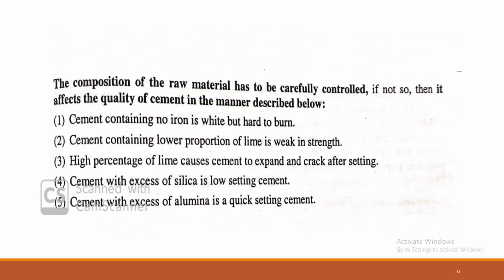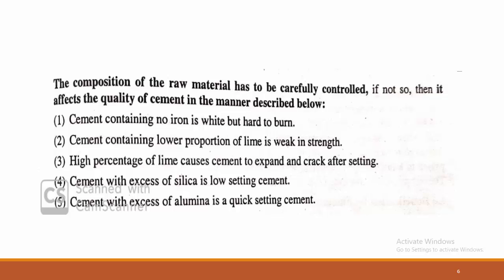Now, the composition of the raw material has to be carefully controlled, as I told, where the significant raw materials rich in silica, rich in calcium and the gypsum, not only do we have to take the materials, it is very important that the proportioning of the raw materials is controlled. It should be controlled. If materials are not controlled, then it affects the quality of the cement. Where does it affect the quality of the cement?